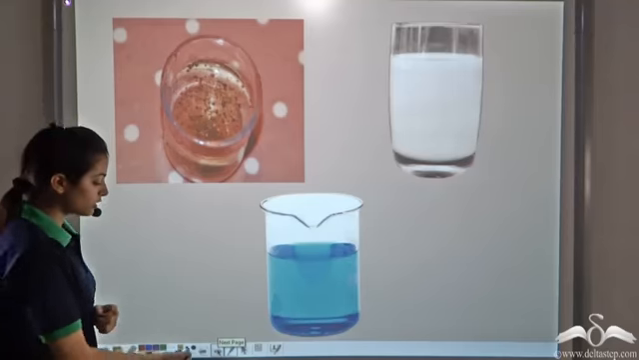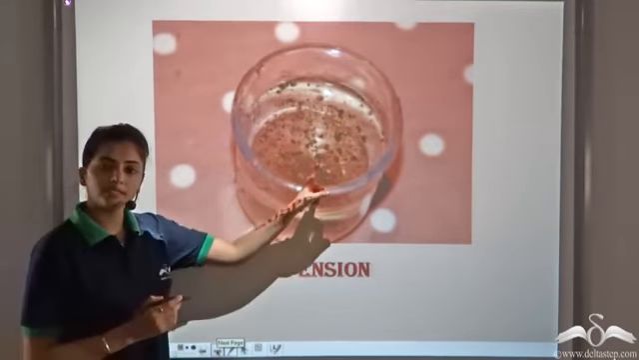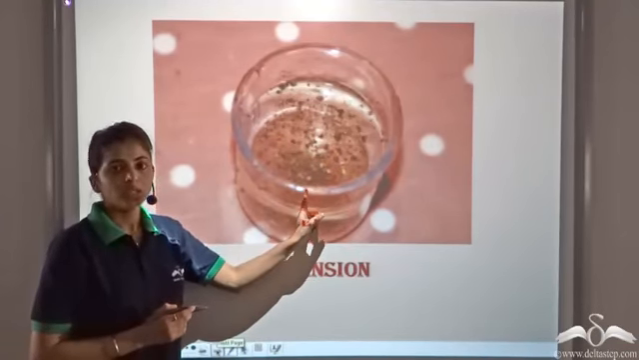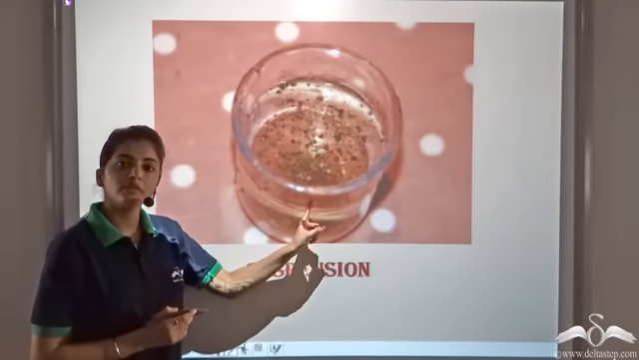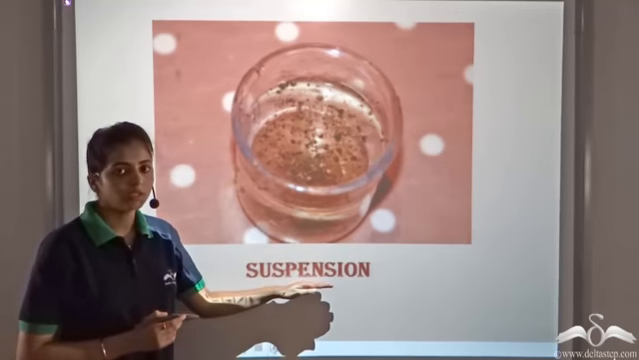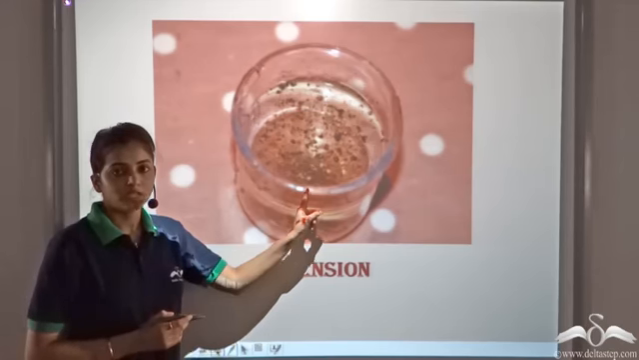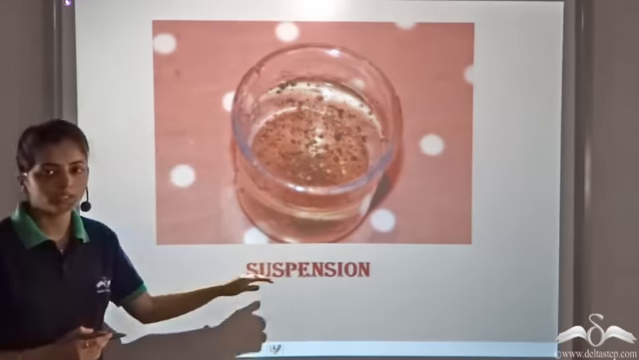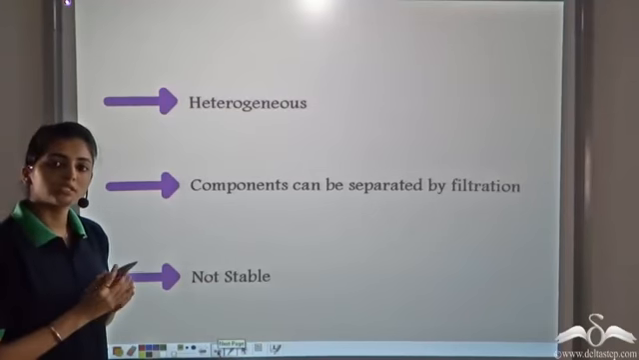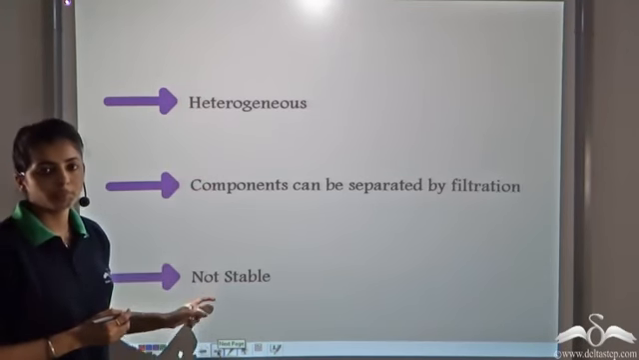Yes, sand dissolved in water is a suspension because we see that it is heterogeneous. Its composition is not the same throughout. It is not stable. That is, if we leave it undisturbed for some time, the sand settles at the bottom and we can separate this sand using a filter paper. So this sand dissolved in water is a suspension. The suspension satisfies all the three properties.